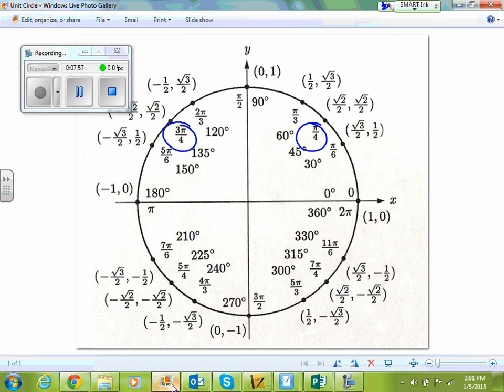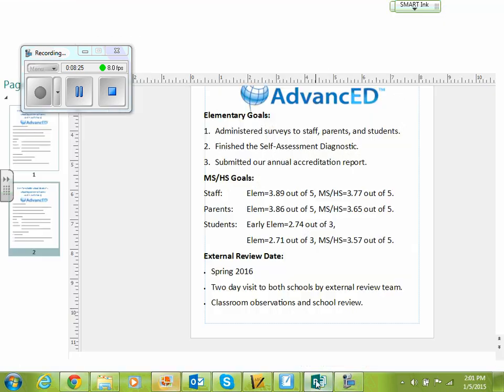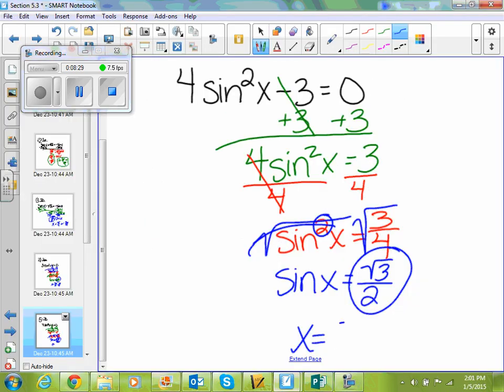So I'm looking at square root of 3 over 2. So where do I find my x values, or sorry, my y values that are square root of 3 over 2? Where do I find that? Very good. Pi over 3 and 2 pi over 3. So that's not what I wanted. So I know that x is pi over 3 or 2 pi over 3.